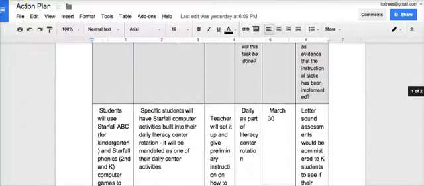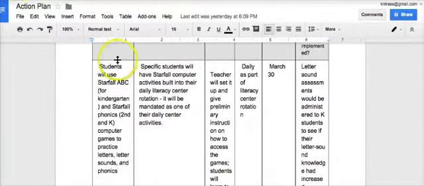We focused on 2 strategies. In both classrooms, students used Starfall, so Starfall ABC for kindergarten. These were computer games that helped students practice letters and letter sounds. In my classroom, the specific students in my target group had Starfall computer activities built into their daily literacy center rotation. What that looked like in the context of the reading block was that those students went to computer center as their first center every day, and they spent about 15 to 20 minutes there practicing letters and letter sounds.